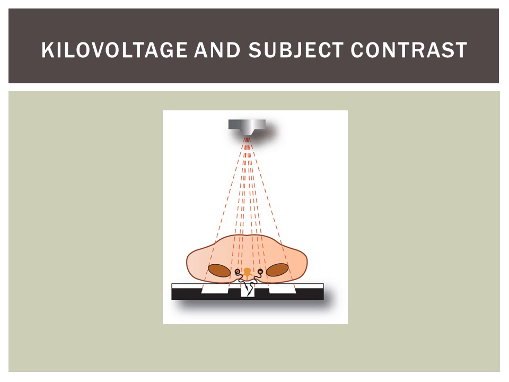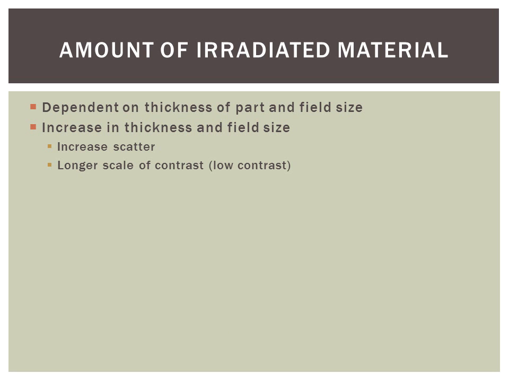This is showing you the effect of scatter on contrast. Scatter produces image density in a region of high subject density. Scatter interacts with the image, giving less contrast, increased fog, and decreased contrast. The amount of irradiated material is dependent on the thickness of the patient or part and the field size. Increases in thickness and field size mean increased scatter, longer scale of contrast, and low contrast.